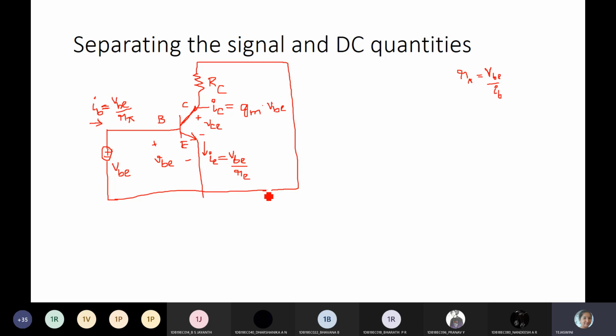If you have any doubt regarding this circuit, you can ask me. So I have written the common emitter circuit and I have written the collector resistance.